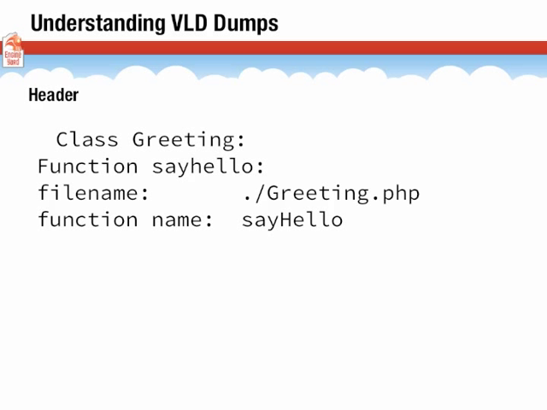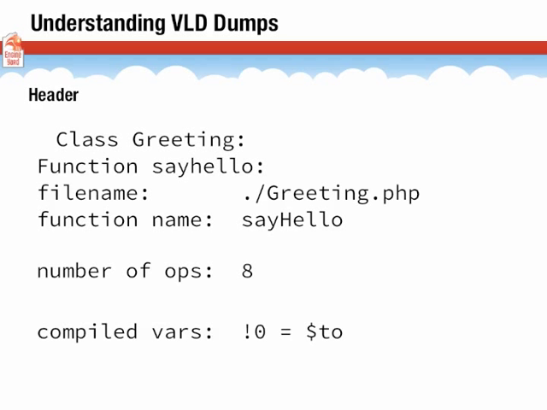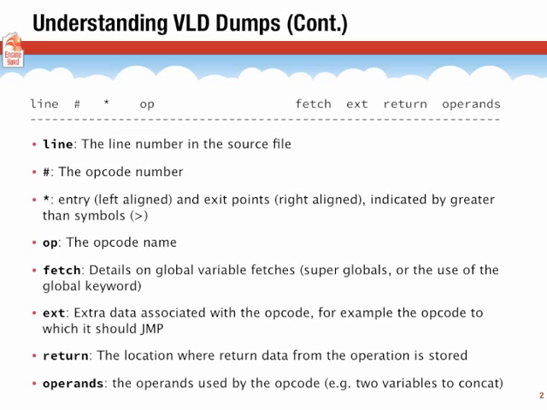Each dump starts with the header section. This will show, when appropriate, the class name, function name, and file name, followed by the function name again. Next, it will tell you the total number of opcodes in the dump, and then it will list the compiled variables. We'll look at those more shortly. Finally, it will list the opcodes, one per line in the table, starting with the header row.